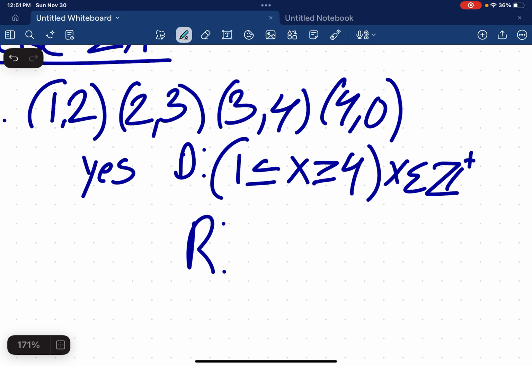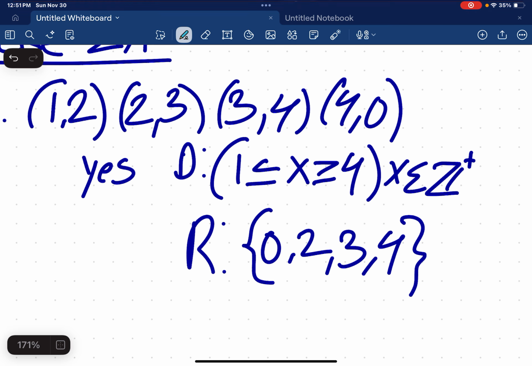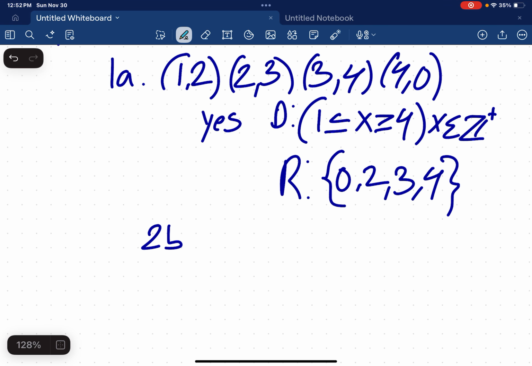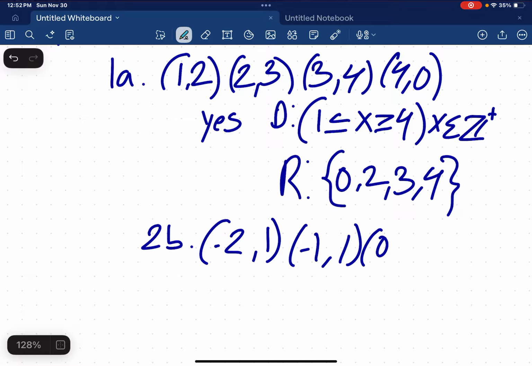Range is gonna be y, so lowest y to highest y. I guess you could also write it like this, where you just put what numbers it gives. 2b, we have -2, 1, -1, 1, 0, 1, and 1, 1.